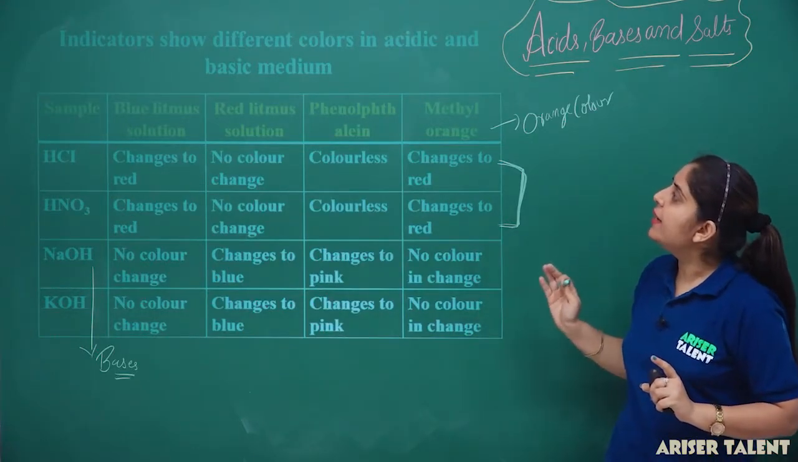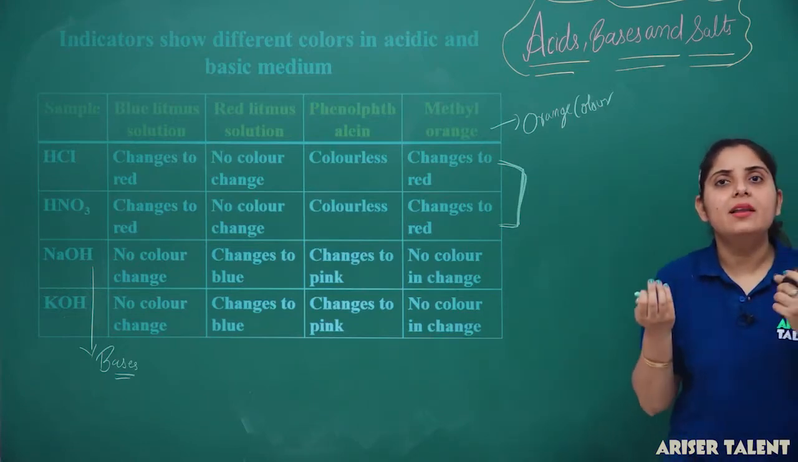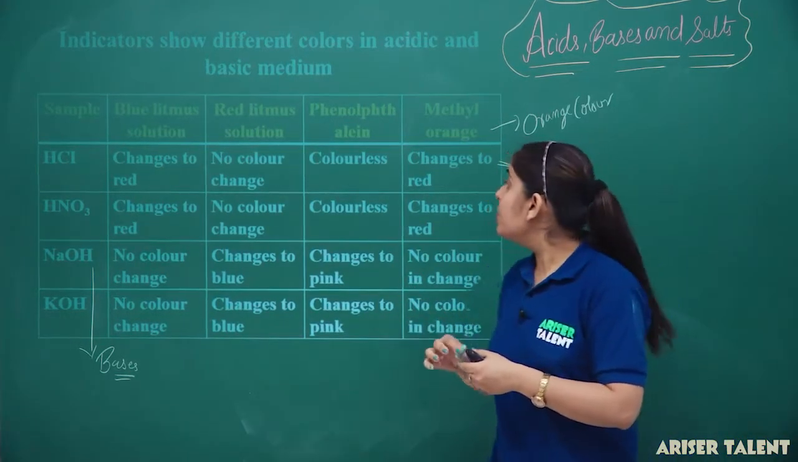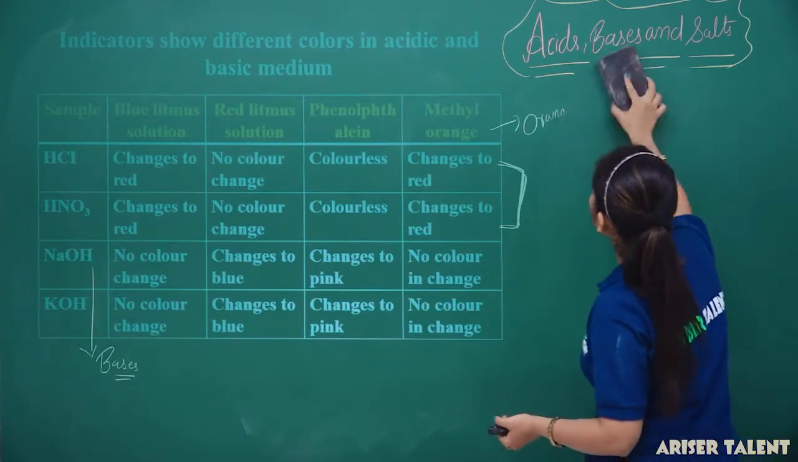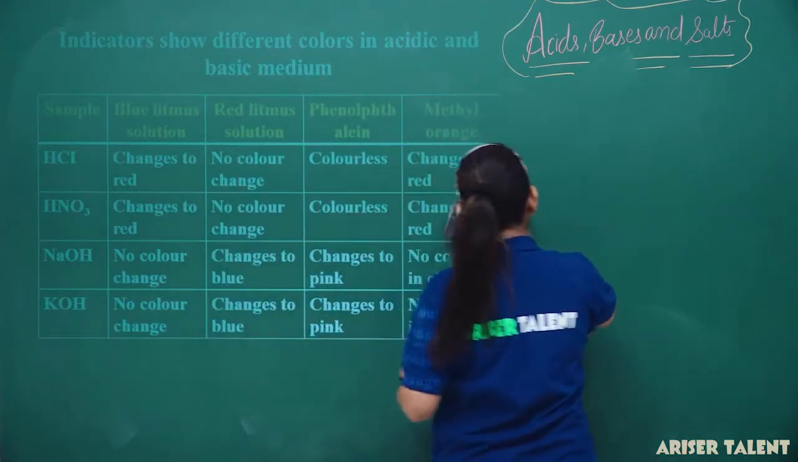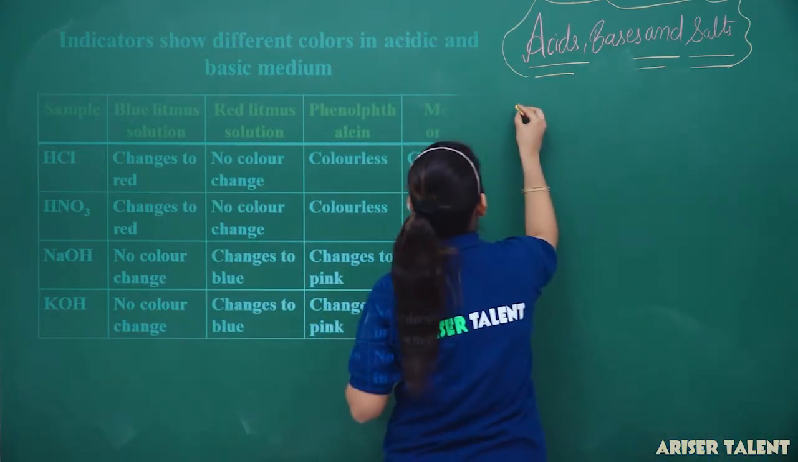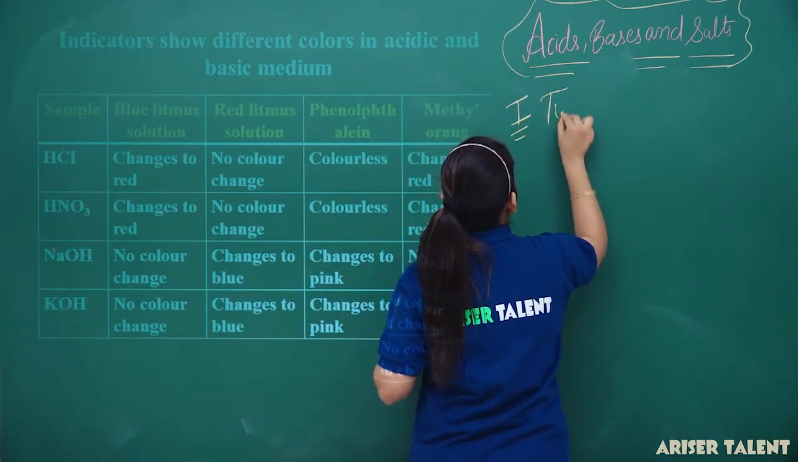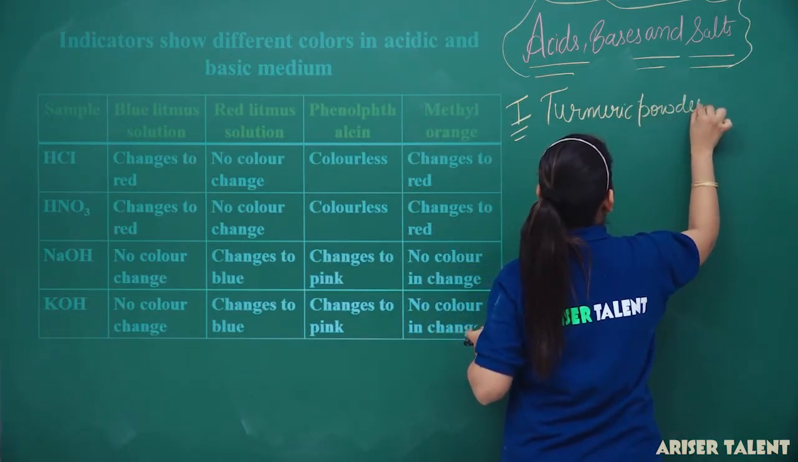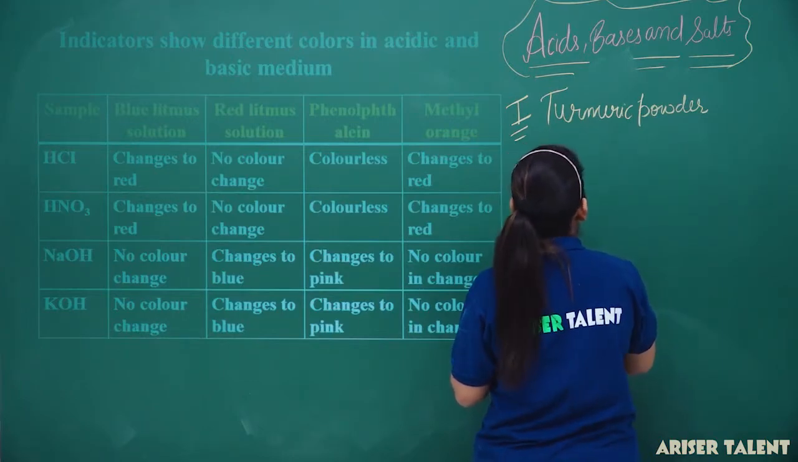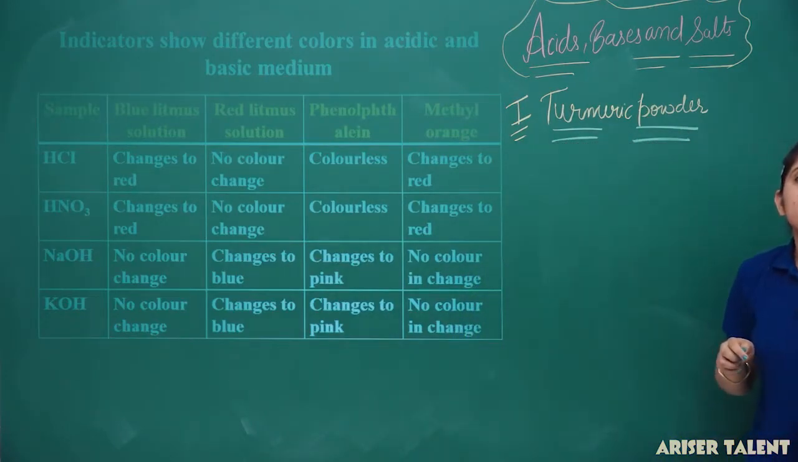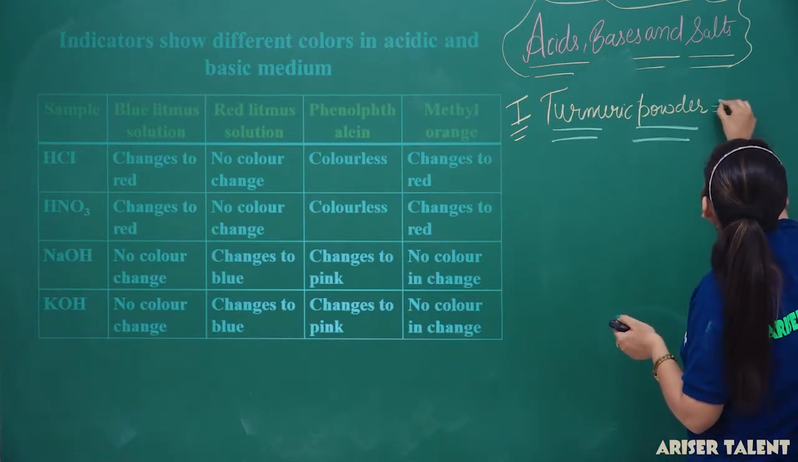So here are a few of the indications of how indicators show different colors in different solutions. We have many more indicators apart from this, and I will show you some of the indicators now. What we are left with, our next indicator is turmeric powder. Turmeric powder is actually yellow in color. So it may be a yellow colored dye.